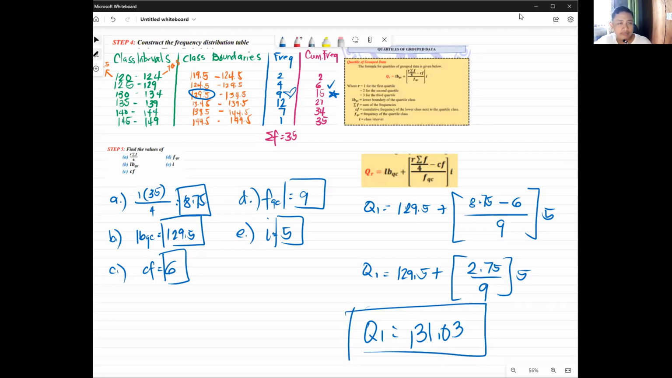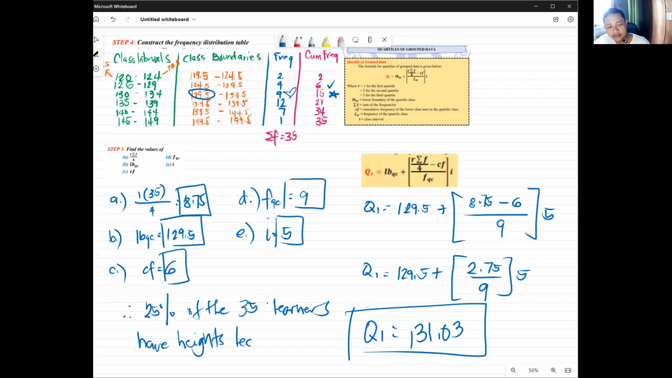Meaning, since this is height, in terms of height, we can say that this means that 25% of the 35 learners have heights less than or equal to 131.03 cm. Ayan. So makikita natin na 25% sa mga learners mas mababa o kaya nasa 131.03 cm lang sila.